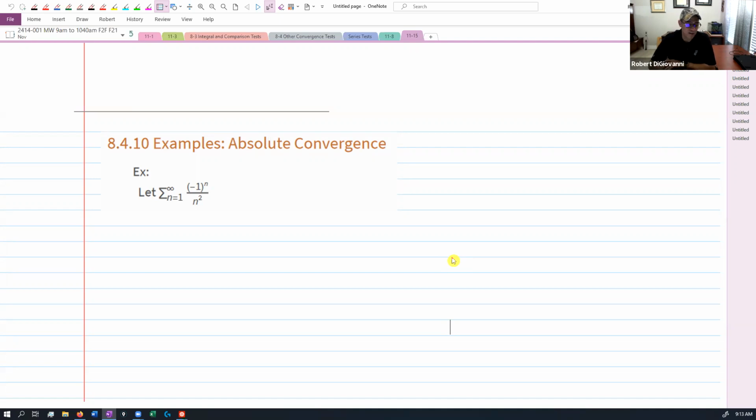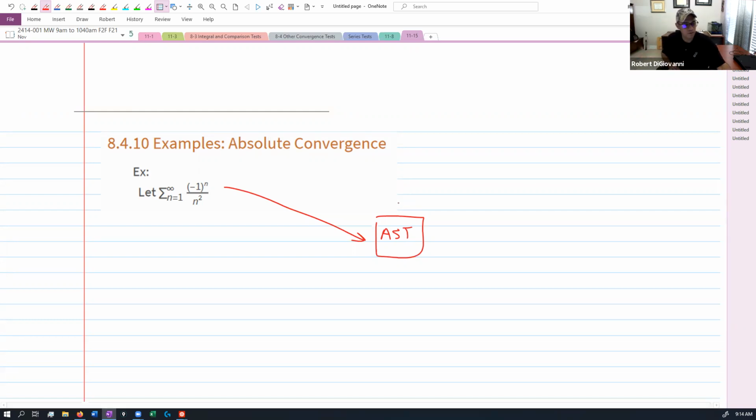If I asked you, does that converge or diverge? What test would you use? The AST, the alternating series test, right? So you could use the alternating series test here and figure out if it converges or diverges. And it actually would be very easy to show that that converges, all right? That's not what we're doing here though, okay?